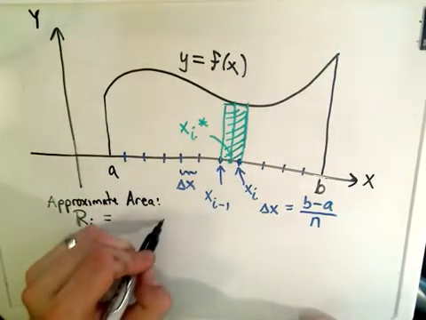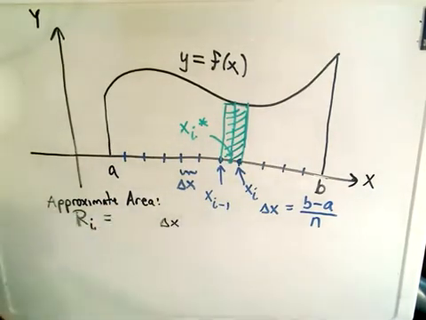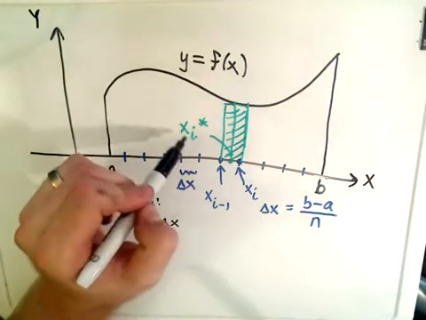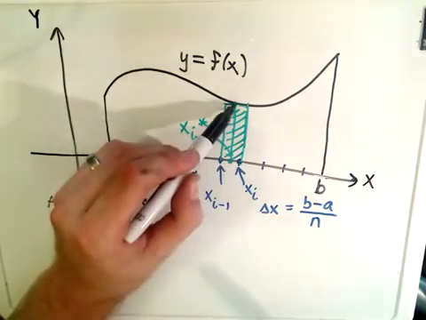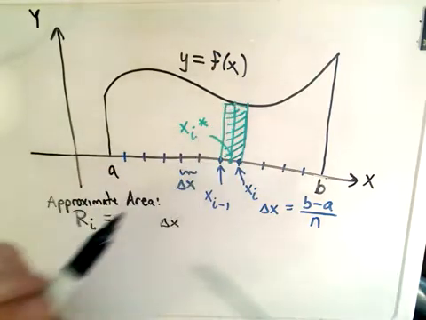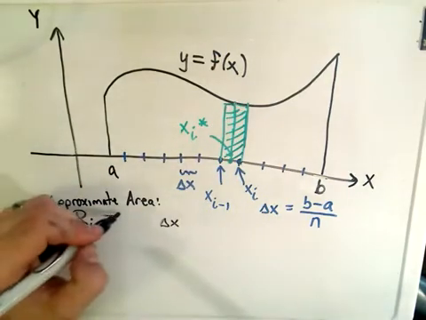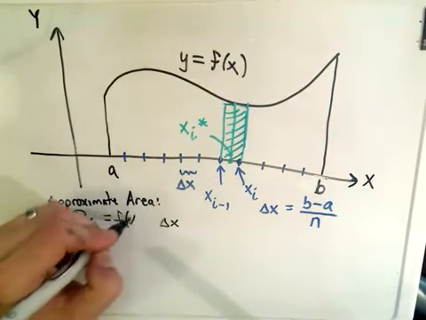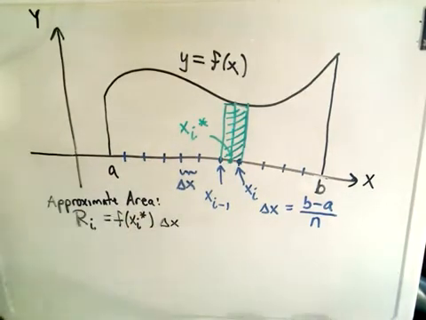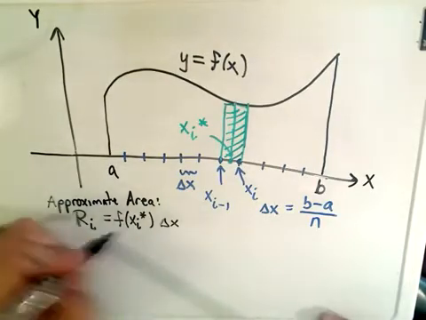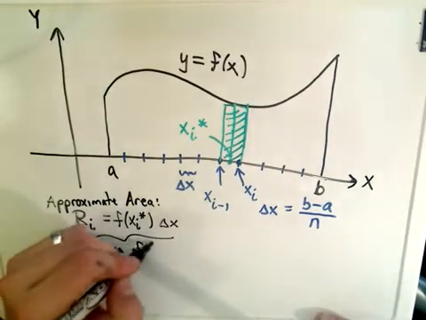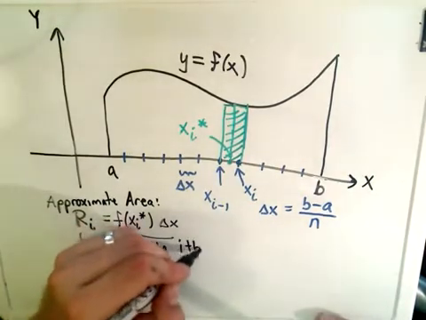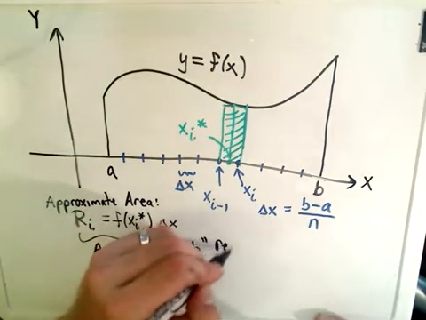The width of it, we just said, is delta x. How do you get the height of the rectangle? You plug your x-coordinate x sub i star into the function, and whatever that y-coordinate is is the height of your rectangle. So the height is f of x sub i star. That's the area; this represents the area of this ith rectangle.